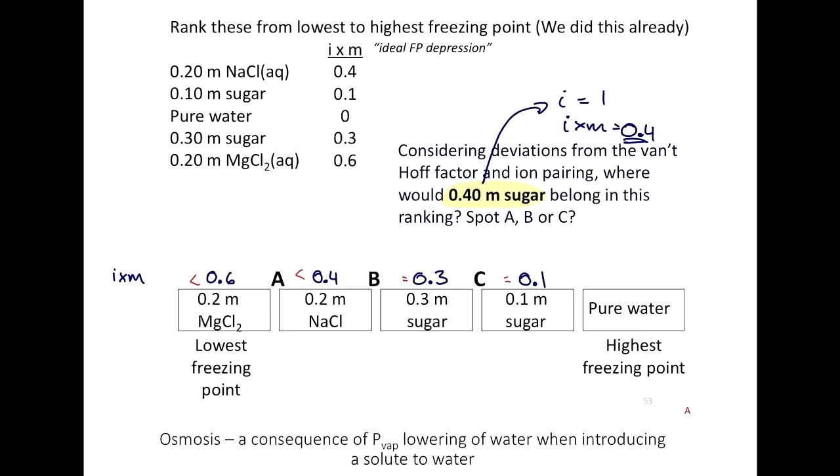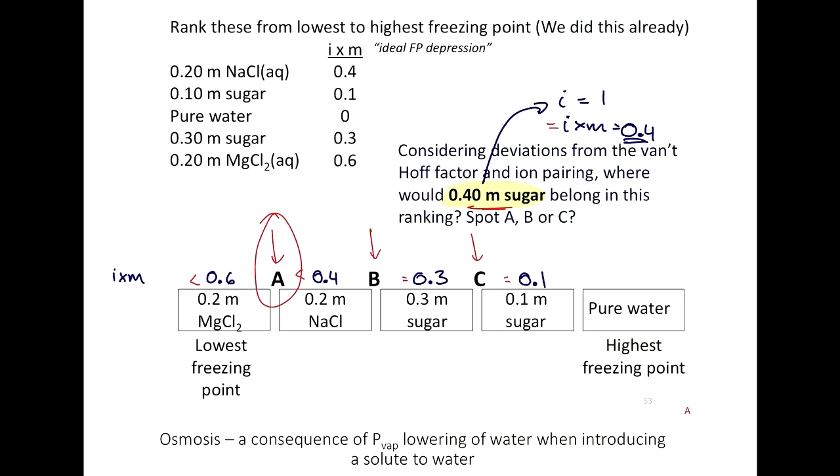All right, so with all of that in mind, where will sugar fall? In spot A, B, or C? It's going to be in spot A. Yes, it's going to be in spot A because we ask ourselves, okay, we calculated the I times M product, it's 0.4. For this sugar solution we're adding, is it going to be exactly 0.4? Yes, it will. And so exactly 0.4 will be greater than slightly less than 0.4, all right?